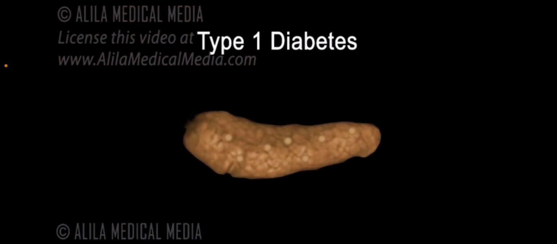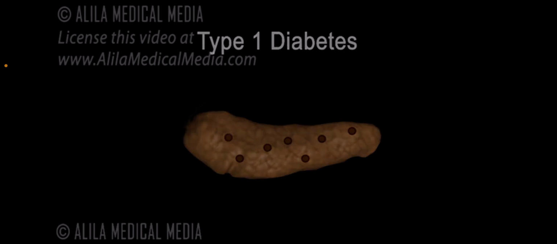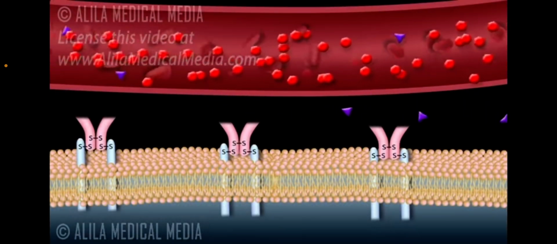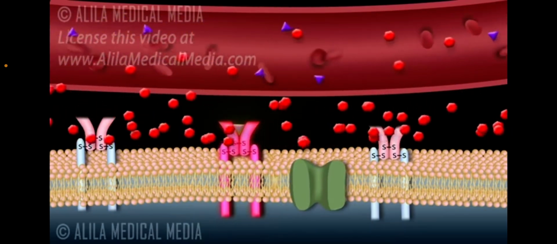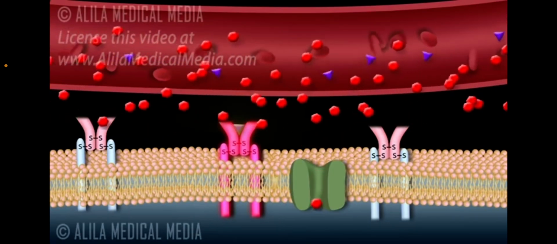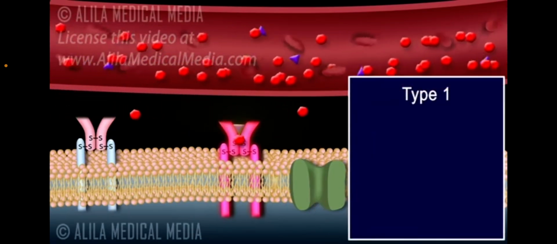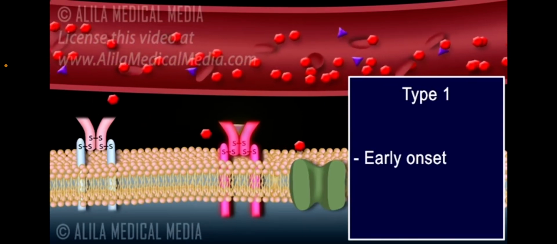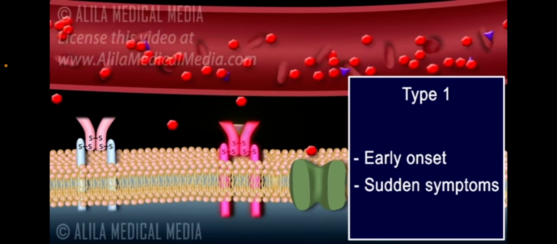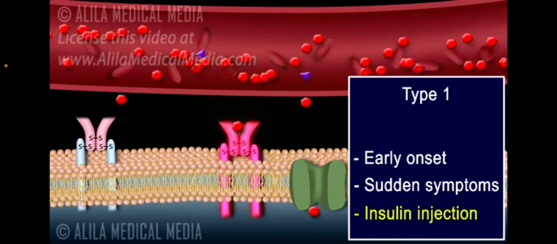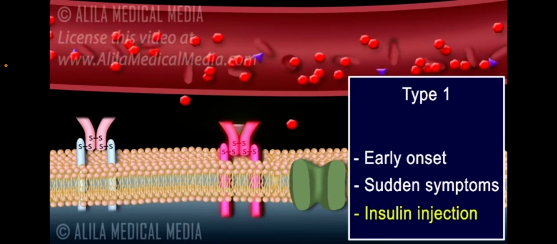In type 1 diabetes, beta cells of the pancreas are destroyed by the immune system by mistake. The reason why this happens is unclear, but genetic factors are believed to play a major role. Insulin production is reduced. Less insulin binds to its receptor on target cells. Less glucose is taken into the cells. More glucose stays in the blood. Type 1 is characterized by early onset. Symptoms commonly start suddenly and before the age of 20. Type 1 diabetes is normally managed with insulin injection. Type 1 diabetics are therefore insulin dependent.